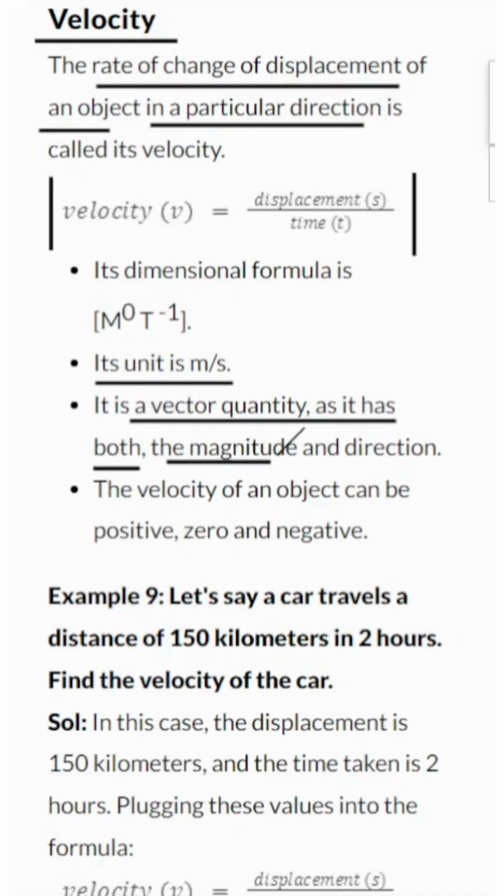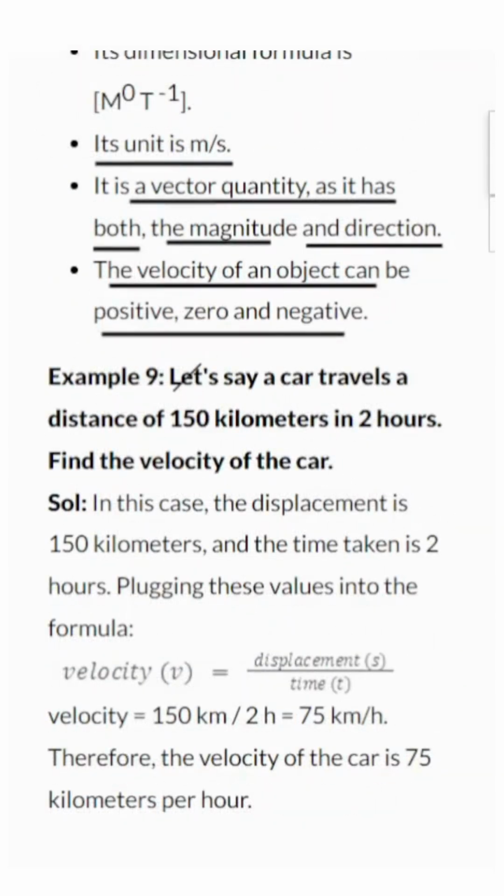This means it has both magnitude, like speed, and direction. It's like telling you not just how fast a car is going, but also in which direction it's moving. Velocity can be positive, zero, or even negative. That's right, negative.